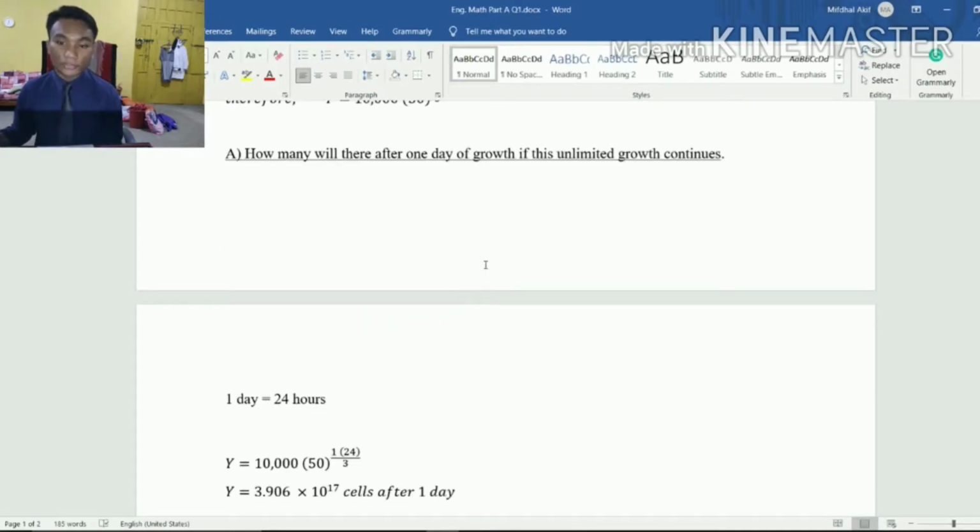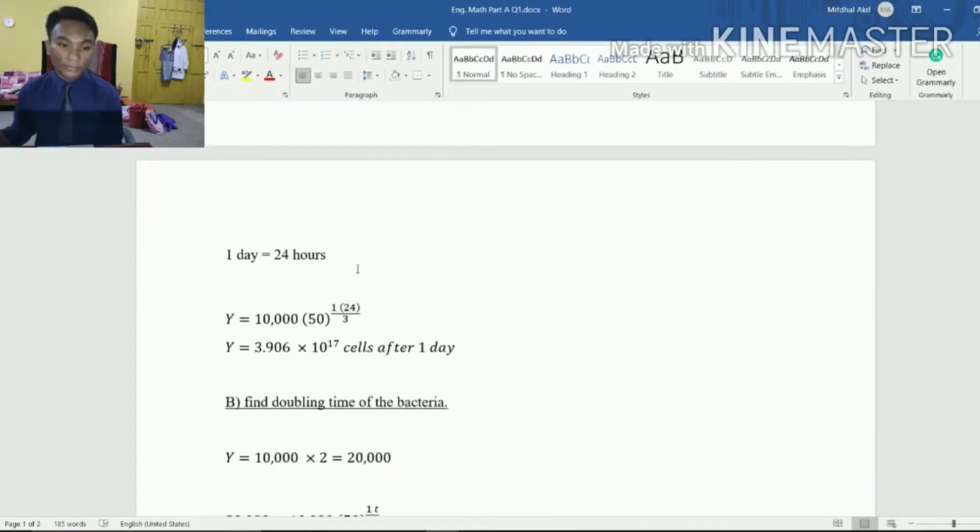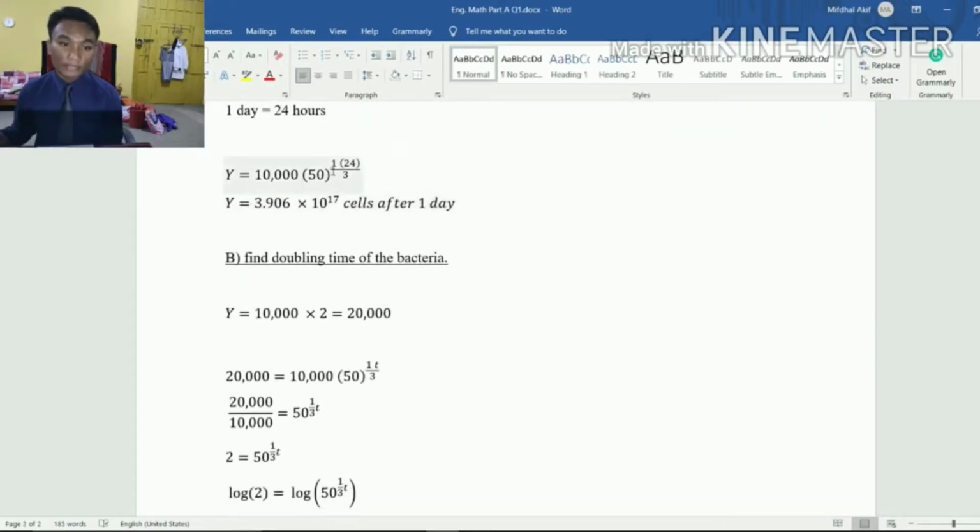Okay, let's try to solve the first question, which is a. How many will there be after 1 day of growth if this unlimited growth continues? Okay, first we need to change the units from days to hours. So 1 day is equal to 24 hours, and we can directly insert it inside this equation. As you can see, y equals 10,000 times 50 to the power of 1/3 times 24, and the final answer would be 3.906 times 10 to the power of 17 cells after 1 day.